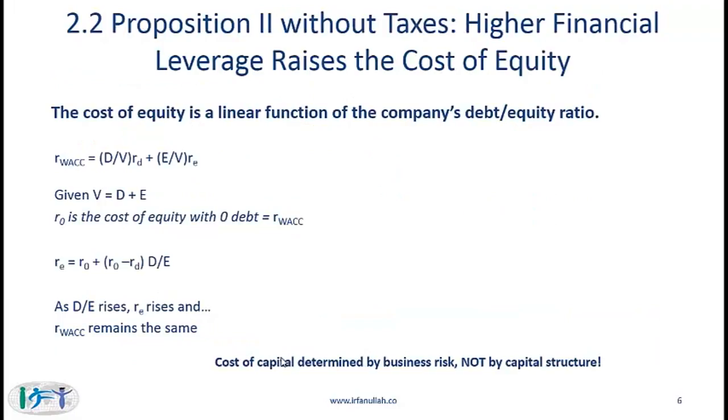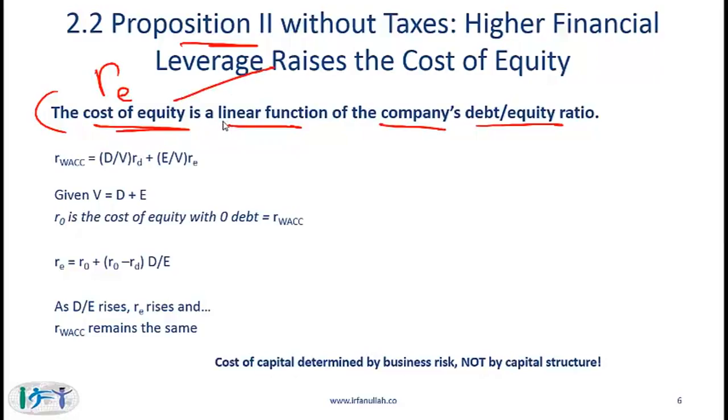Now let's go into this in a little more detail, and this actually leads us to Proposition 2. According to Proposition 2, the cost of equity is a linear function of the company's debt to equity ratio. So I'm just going to say this in other words, and then I'm going to run through it over here. What we are saying is that cost of equity, which is generally denoted as RE, increases linearly as the debt to equity ratio increases. So let's work through this.